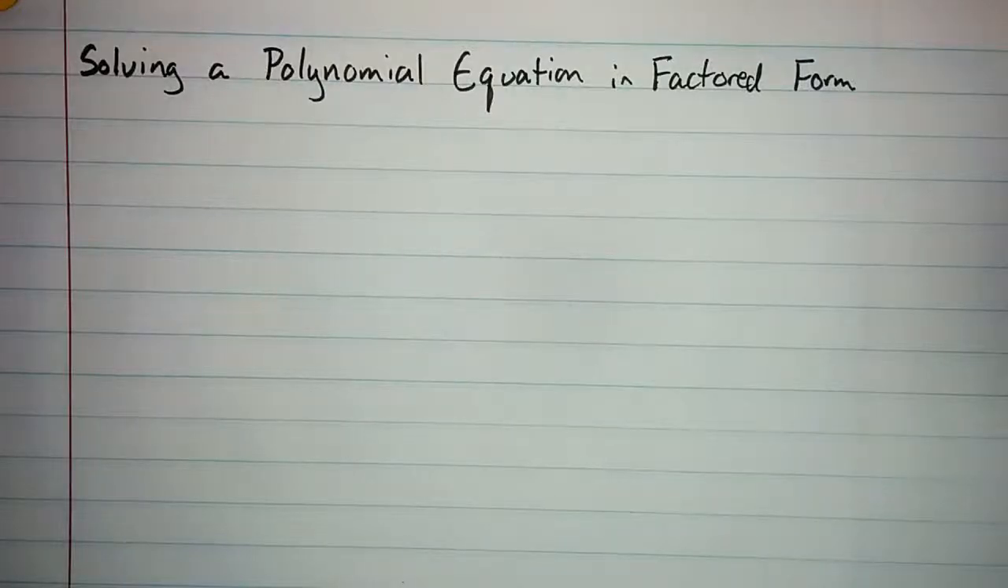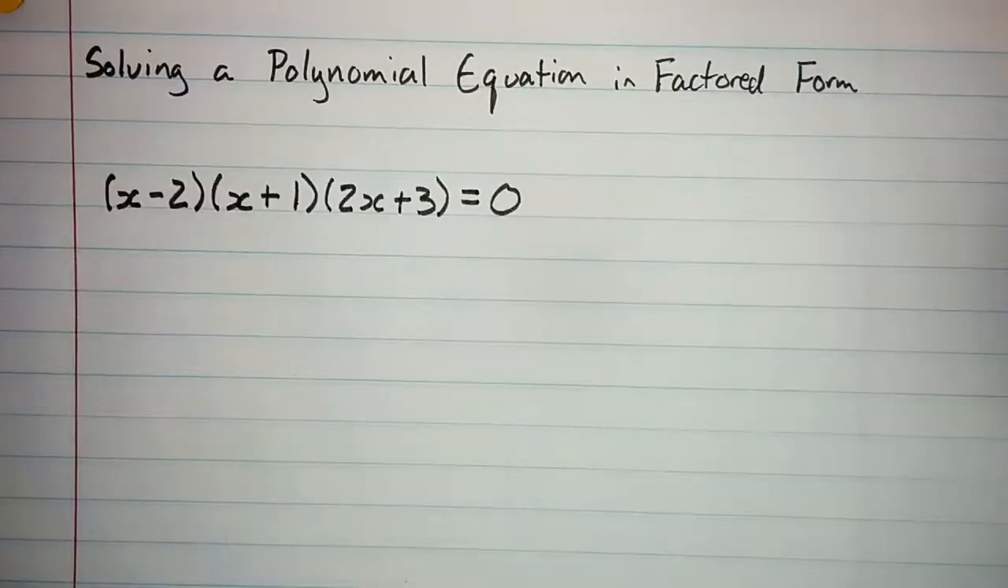So how do we go about solving a polynomial equation in general? We know that polynomial equations typically have more than one solution. How do we go about finding them? Well, suppose we encounter a polynomial equation written in this form.